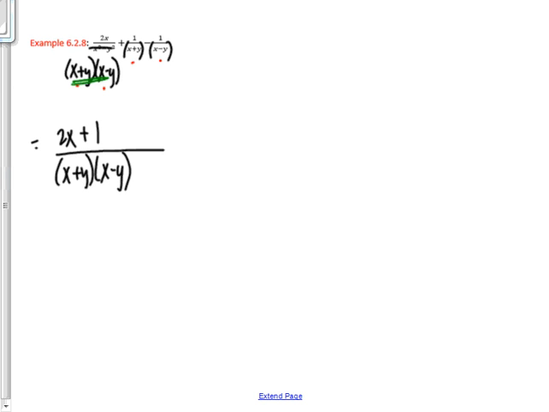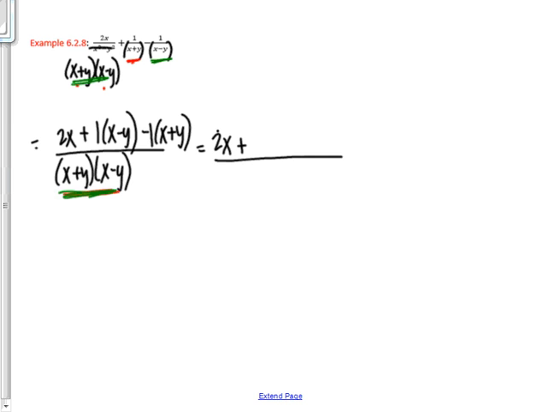Let's look at this one. That positive 1 came with x plus y, so I'll multiply it by the one it didn't have, which would be x minus y. And then I have a minus 1. The minus 1 came with x minus y, so I'll multiply it by the one it didn't have, which would be x plus y. Let's see what we got. 2x plus, if you distribute a 1, you get plus x minus y. If you distribute a negative 1, you get a negative x minus a y, over that denominator.